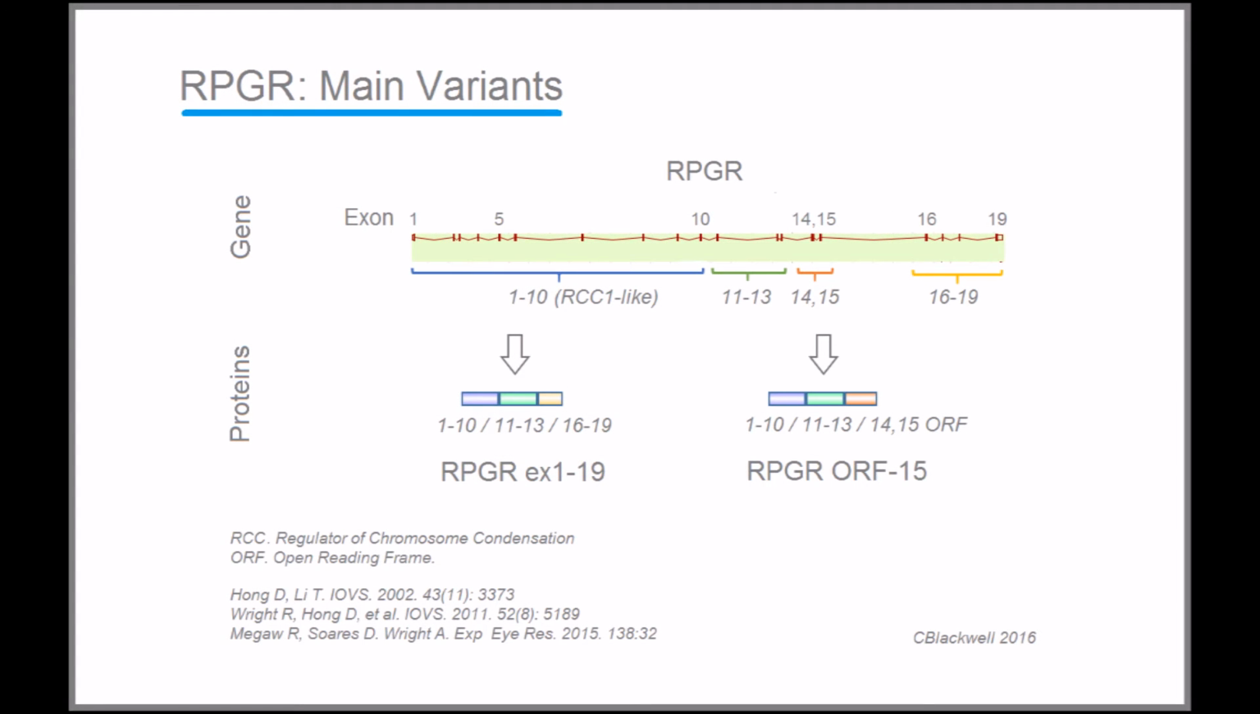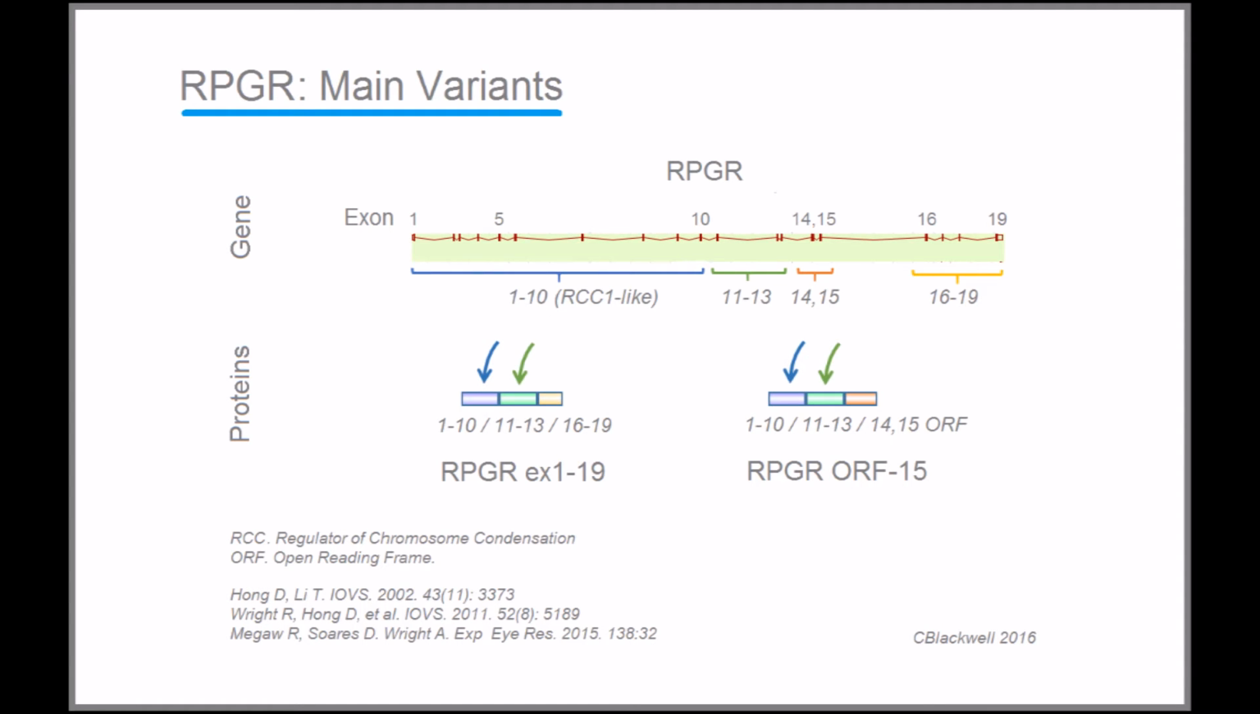The RPGR gene can be spliced into these 2 main isoforms. The first one, EX1 to 19, is called the constitutive one and is expressed in cells throughout the body. The second is noted as ORF15, present only in mature photoreceptor cells.